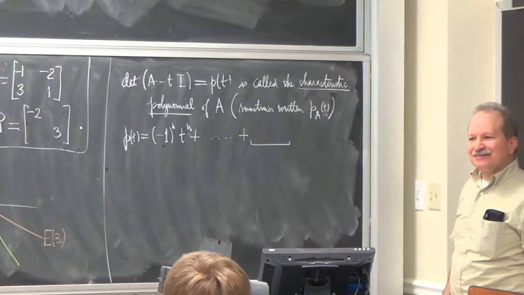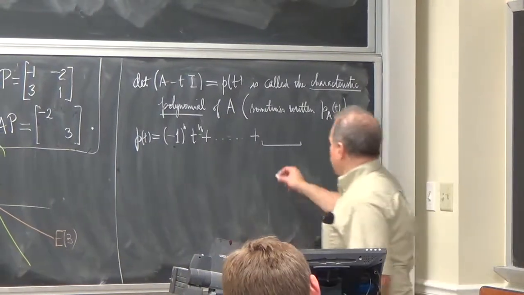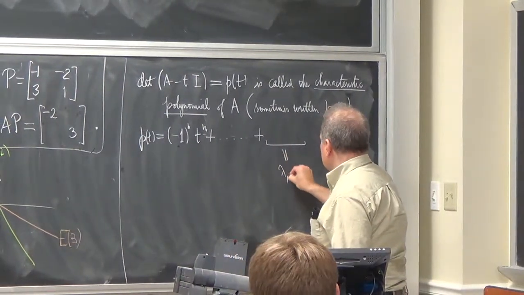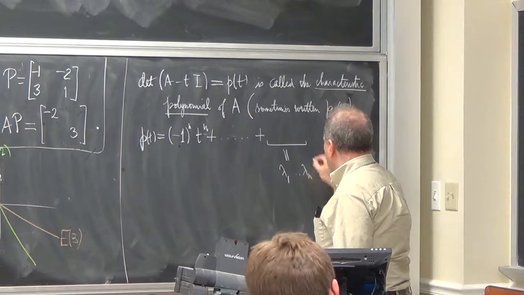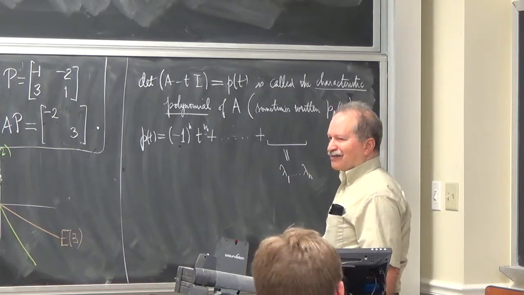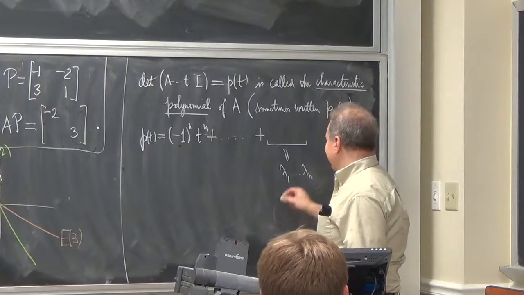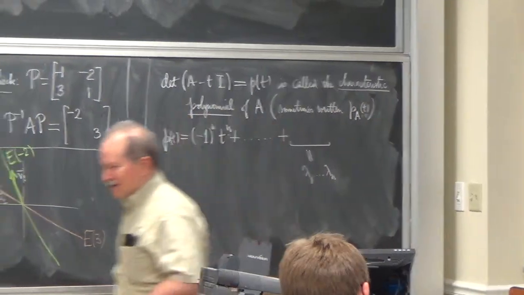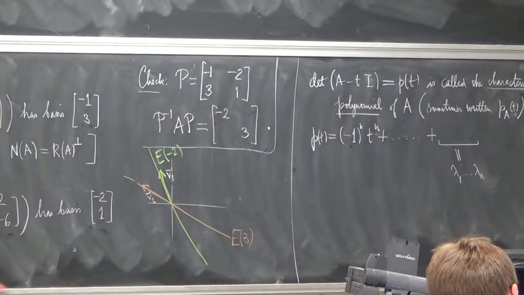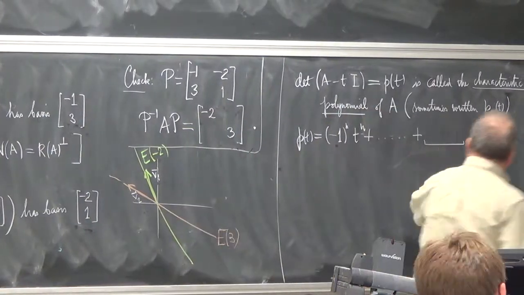The product of all the eigenvalues. It is true, it's the product of all the eigenvalues, up to a sign. So I'll come back to that. But what is the number that's sitting there?